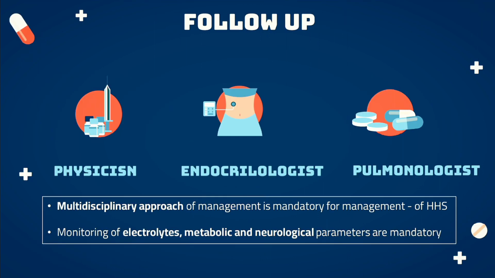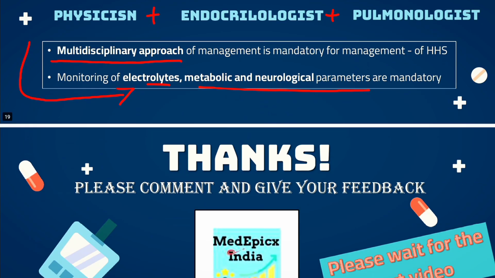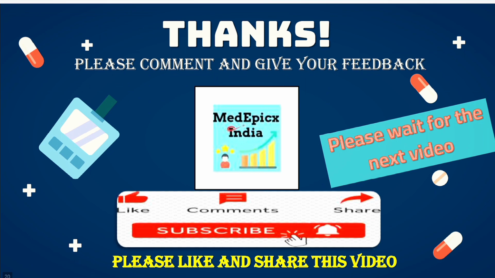So let's see the follow-up in HHS. In HHS, the patient needs to be followed up by a team of multidisciplinary specialists, and this team consists of a physician, endocrinologist and pulmonologist, as we need to monitor the level of electrolytes, metabolic and neurological parameters by these concerned specialists. We have reached the end of this video, and thanks for watching this video.